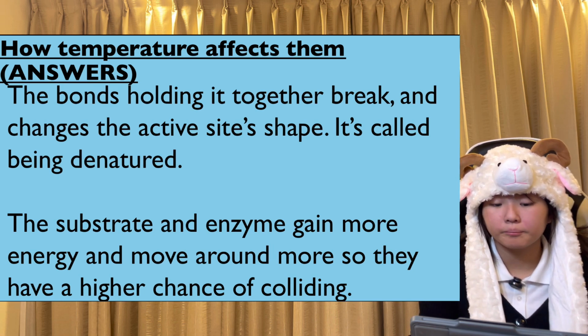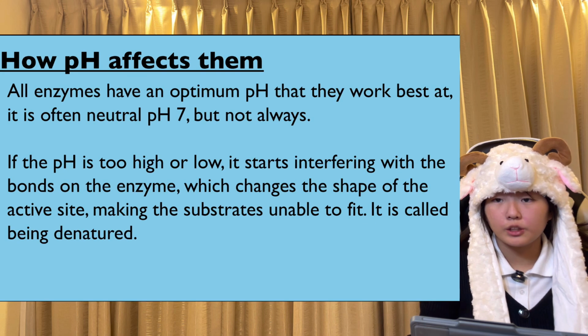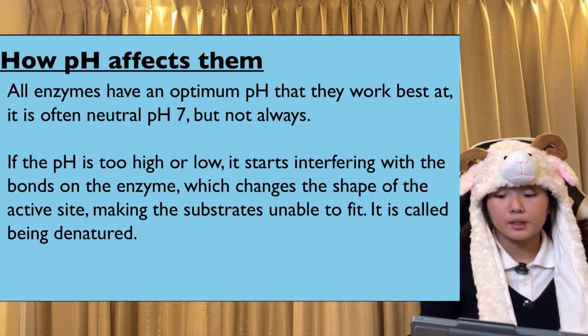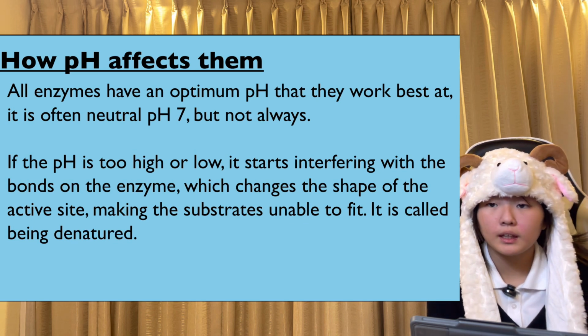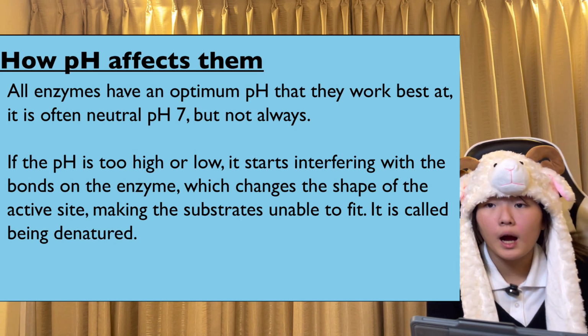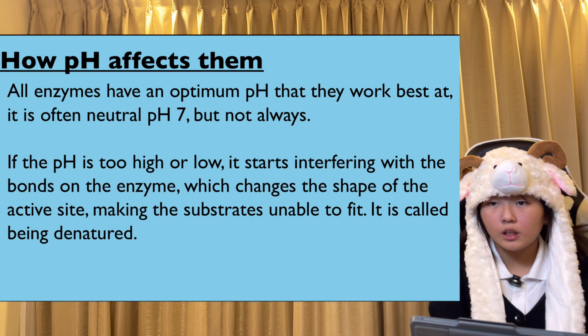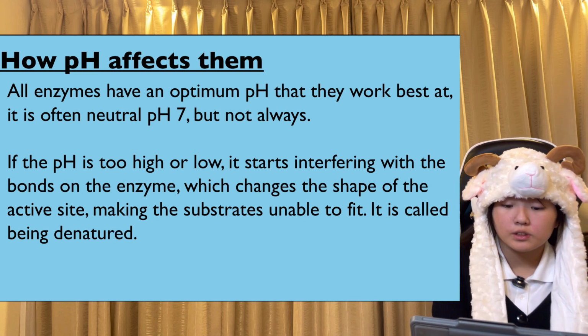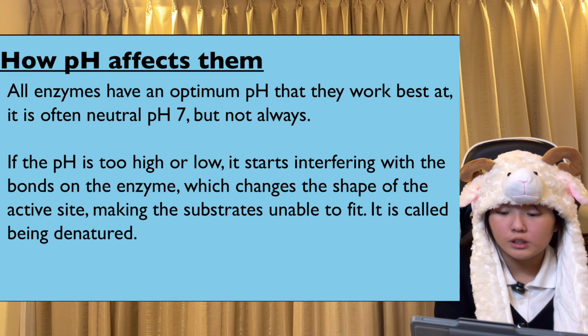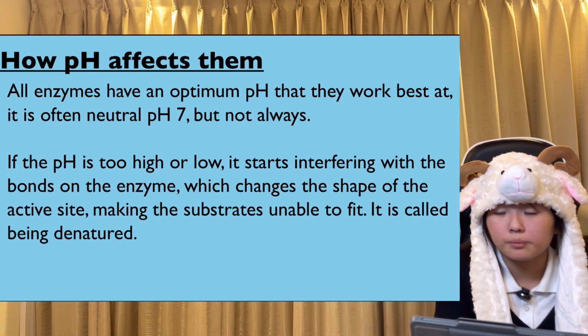All enzymes have an optimum pH, just like they have an optimum temperature. Often a neutral pH 7, but it's not always 7. If the pH is either too low or too high for the enzyme, it will start interfering with the bonds on the enzyme, which changes the shape of the active site, just like temperatures, making the substrates unable to fit. It's also called being denatured.